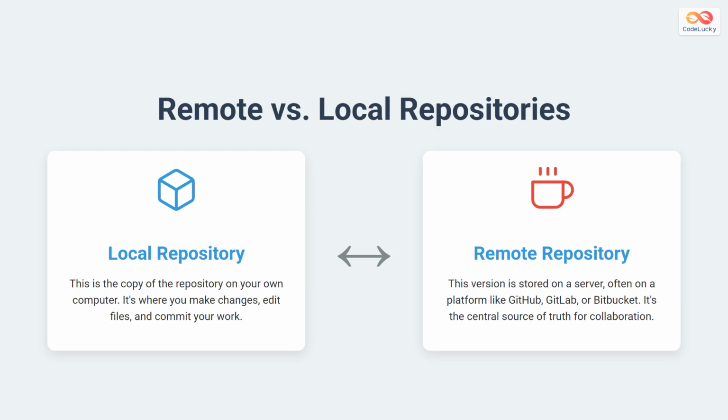There are two main types of repositories you'll work with. The local repository exists on your computer. It's your personal workspace where you can edit files and save your progress. The remote repository is stored on a server, accessible over the internet, on a service like GitHub. This remote version acts as the central hub for team collaboration.